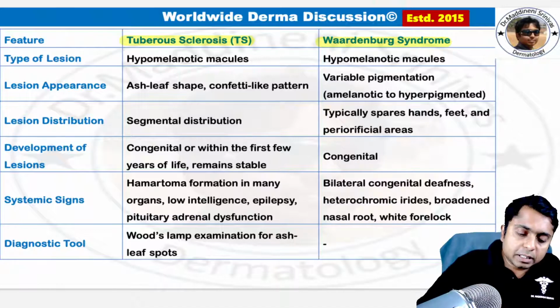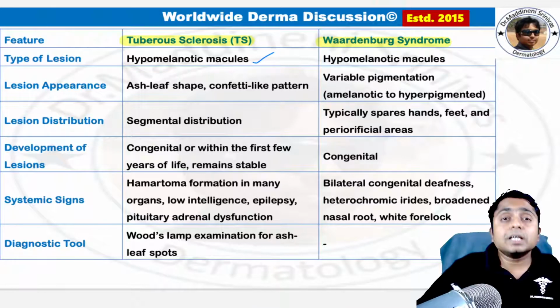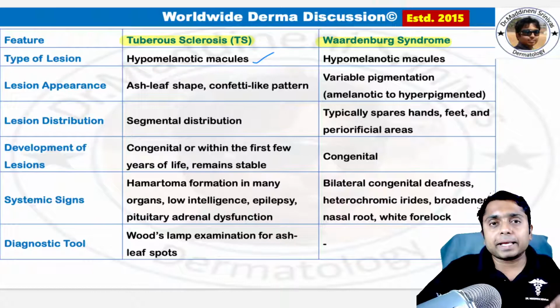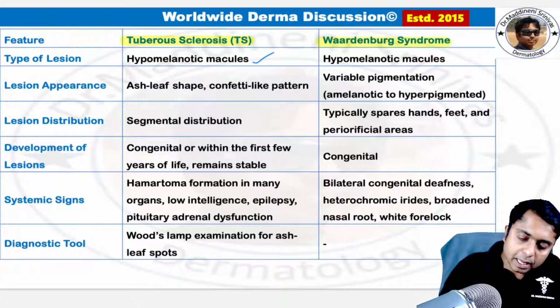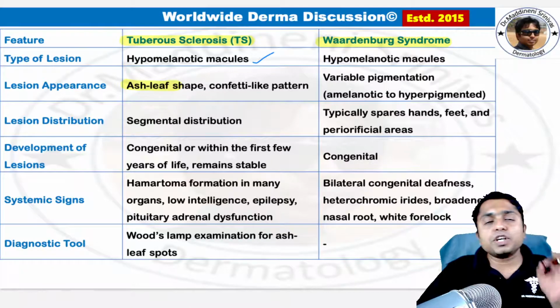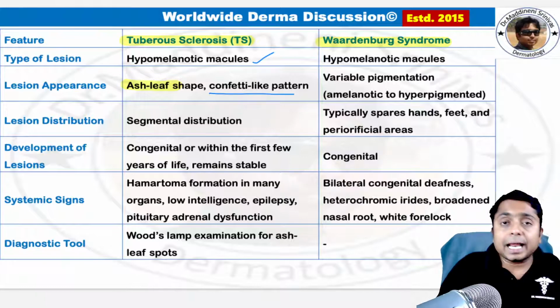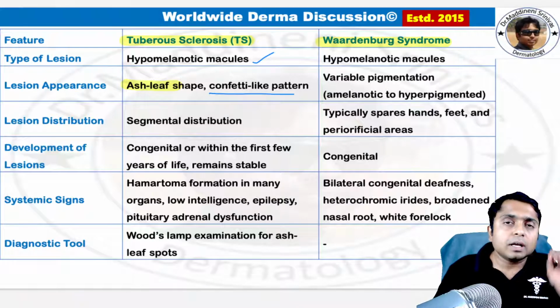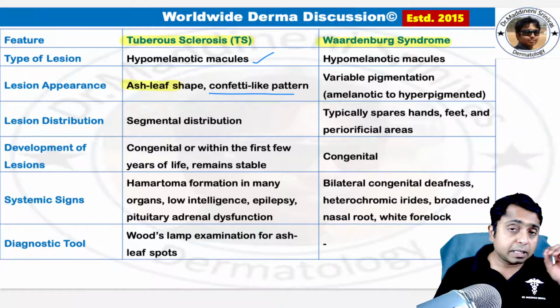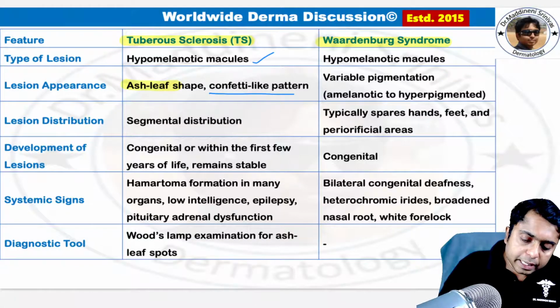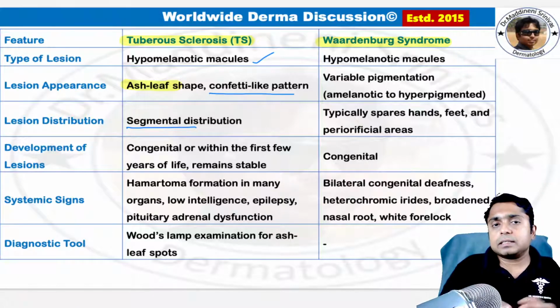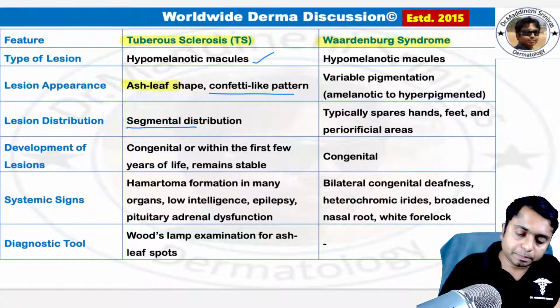In this, the patients are going to have typical lesions which are hypomelanotic macules. I hope all of you know what they are called. They are called ash leaf macules. These patients can also have a confetti-like pattern. Small dotted hypopigmented lesions can be present over the body. There can also be segmental distribution in these patients.